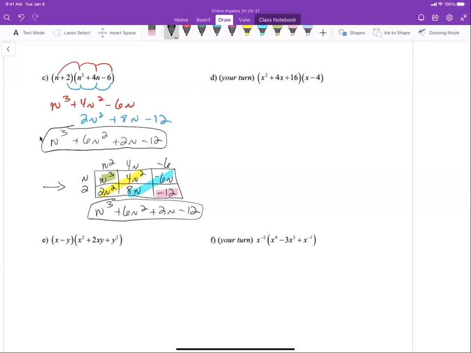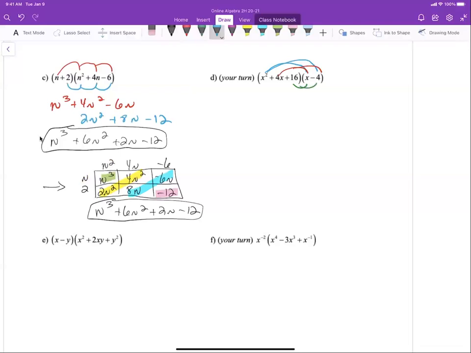All right, try one yourself. Welcome back. Essentially, we need to multiply every term in the first polynomial by every term in the second polynomial. So we're going to multiply x squared through the second polynomial. Then I'm going to multiply 4x by the second polynomial. Then I'm going to multiply 16 through the second polynomial.